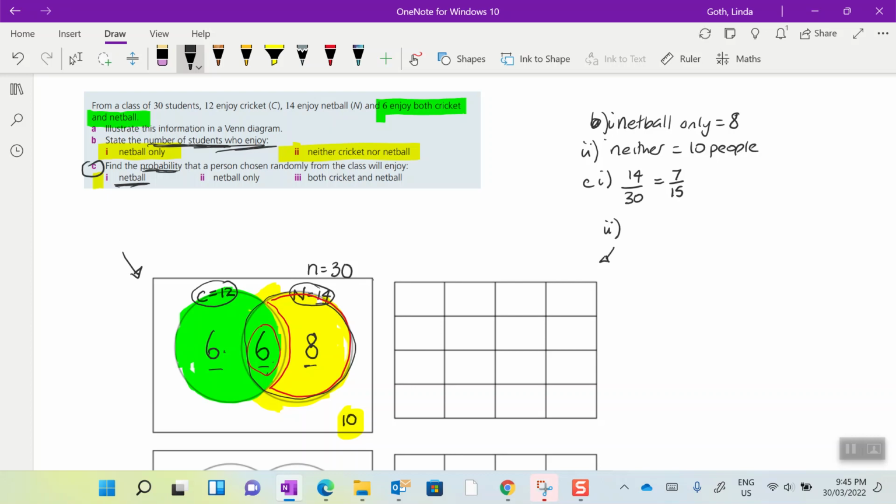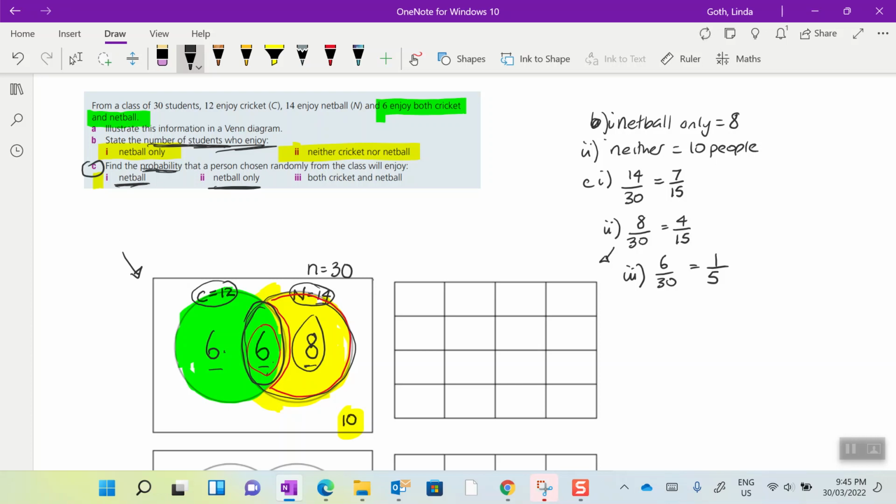Part 2 says find the probability that the person will enjoy netball only. Well, that's our 8 people, these 8 here who only enjoy netball out of 30, and that simplifies to be 4 out of 15. And the final part says find the probability that the person will enjoy both cricket and netball. That's these people in the middle here, 6 out of 30, which simplifies to be 1 on 5. So you do have to be very careful with your Venn diagrams.